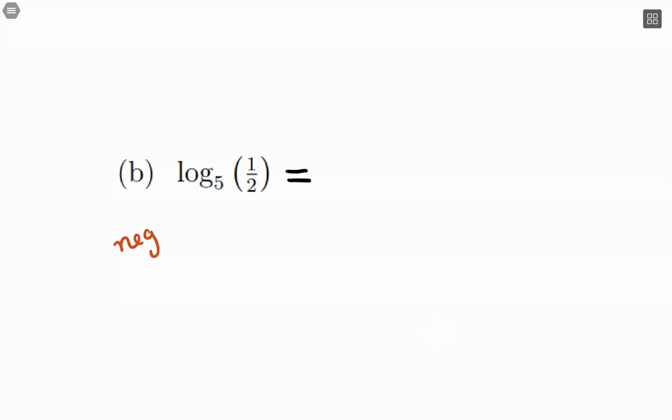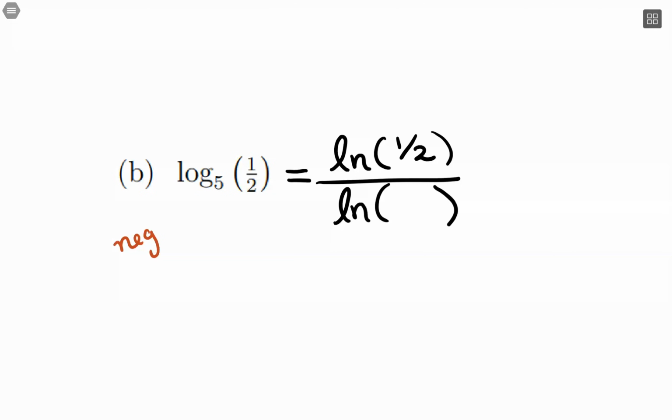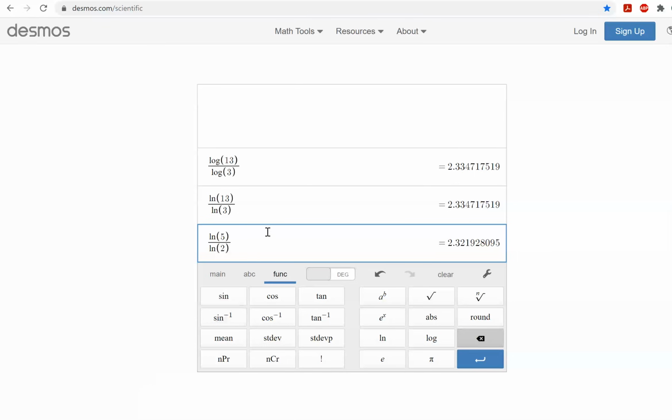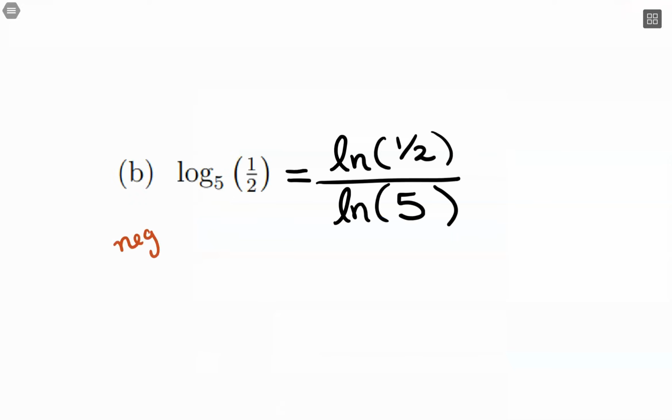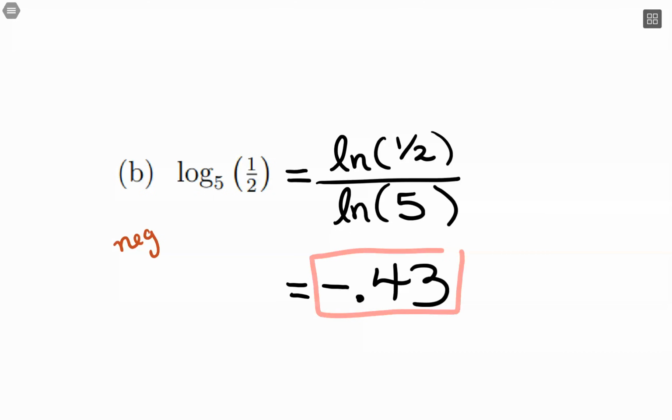So, change of base formula. I'm going to have natural log over natural log. And again, you could use base 10 log, and that would be totally fine too. In the numerator, I'm going to have that value of 1/2. In the denominator, base. So, natural log, I'm just going to edit in here, 1/2 over 5. And that's a negative number like I expected, and a 0.43. So that tells me that if I take 5 raised to an exponent of negative 0.43, I should get 1/2 out.